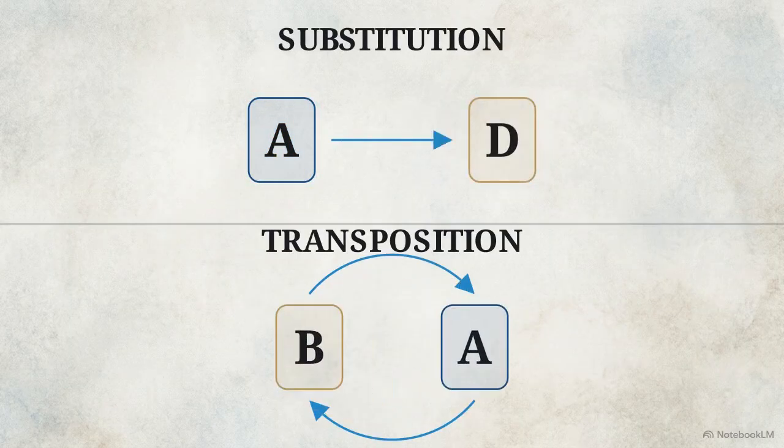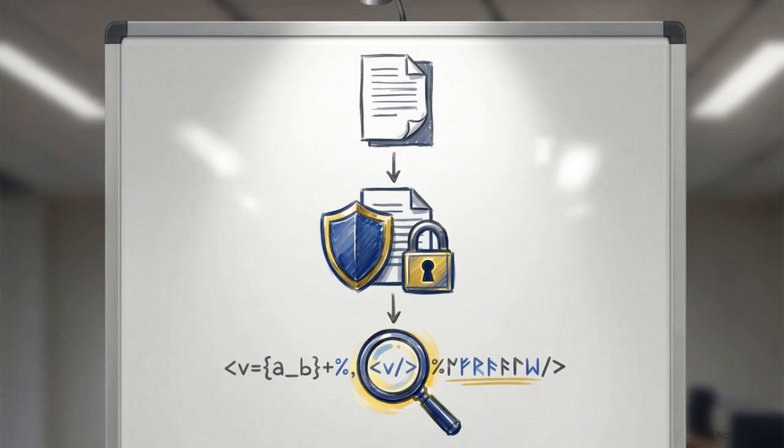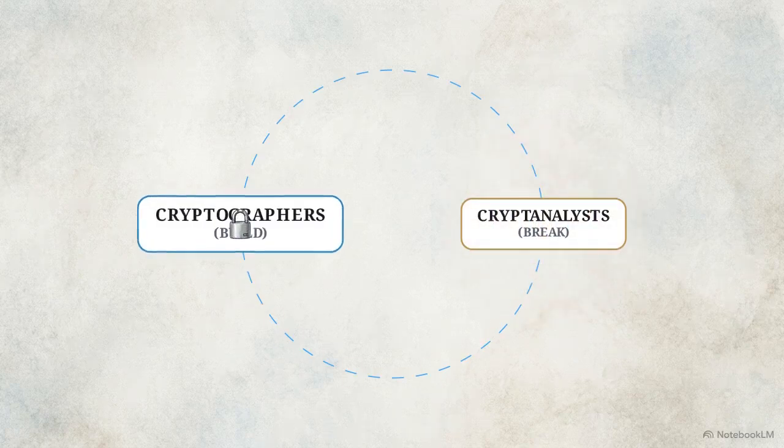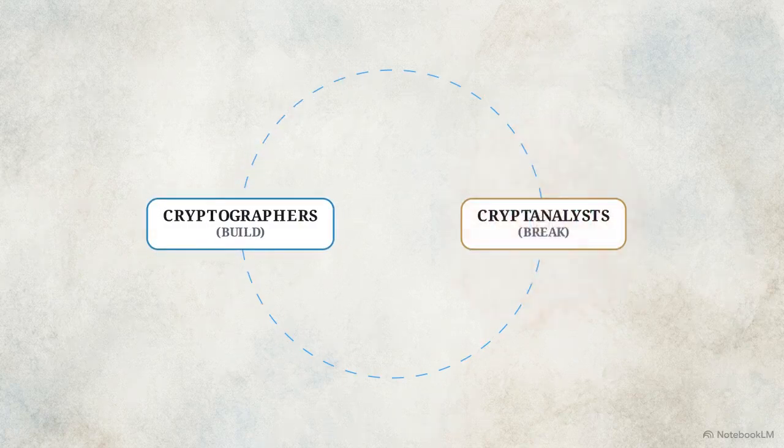You must also comfortably define plaintext, ciphertext, and cryptanalysis. Digital security progresses through a continuous cycle of cryptographers building more complex algorithms and cryptanalysis designing computational methods to break them.